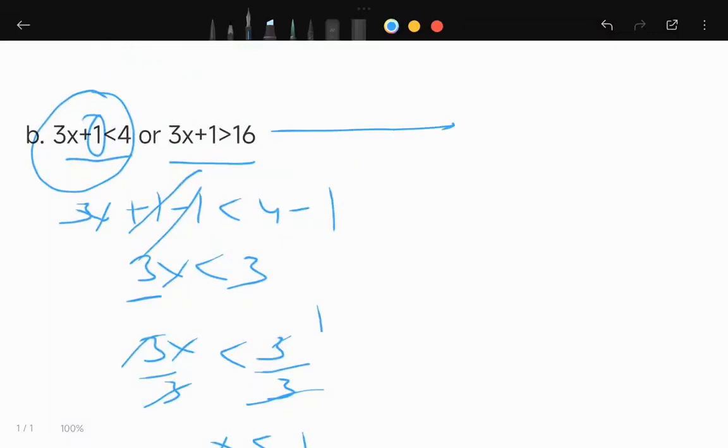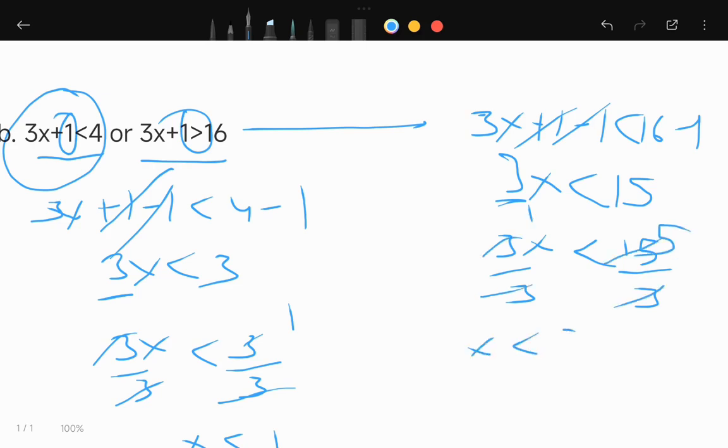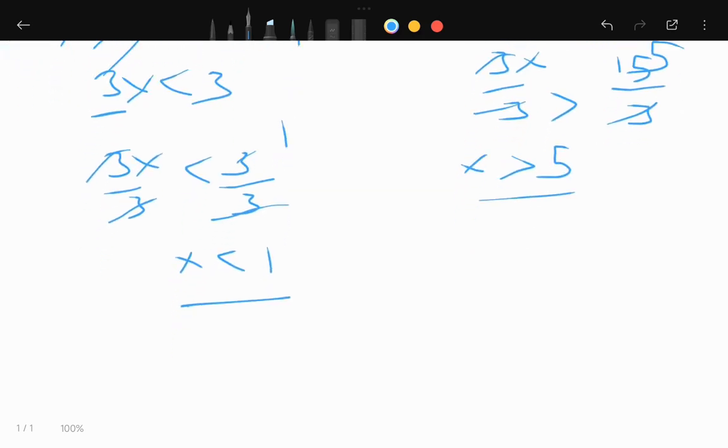And the second one: let us remove the 1 again by subtracting 1 from both sides. Plus 1 minus 1 get cancelled. 3x greater than 15. So let us eliminate 3 from the left-hand side by dividing by 3 on both sides. 3 ones are 3, 5 threes are 15, 3 ones are 3. x less than 5. Sorry, my bad. The symbol should be greater than, not less than. x greater than 5.